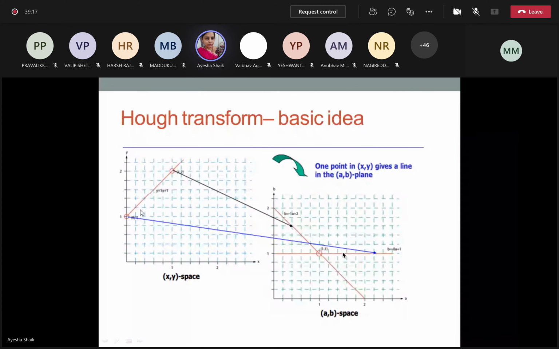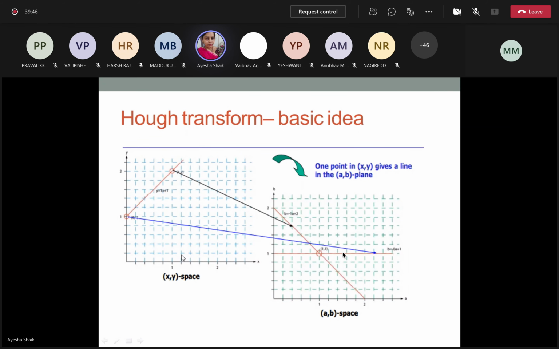Here I have 2 points, 0 comma 1 and 1 comma 2, and the straight line representing these 2 points is y equal to 1x plus 1. For these points I have some straight lines. For 0 comma 1, I have the straight line b equal to 0a plus 1, and for 1 comma 2 I have the straight line b equal to 1a plus 2. So this is what you have to understand.